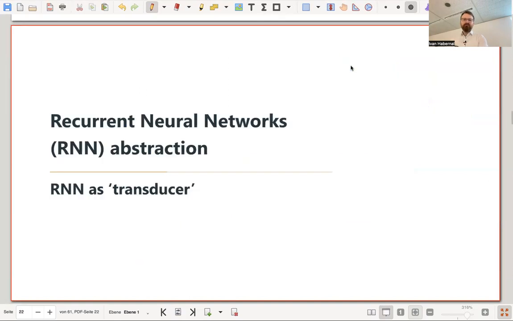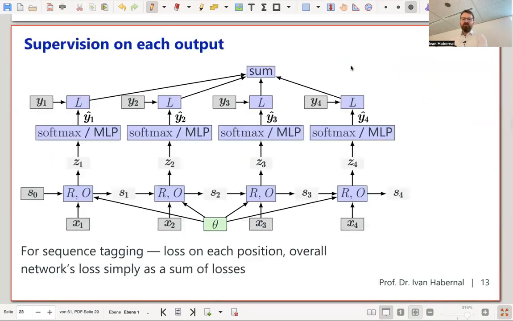Okay. Now, we can also, well, maybe it looks a little bit messy, but it's not. So let's try to disentangle that. So this is for sequence tagging as we had before. So for each word, again, the cat sat on, and here what would be the labels?